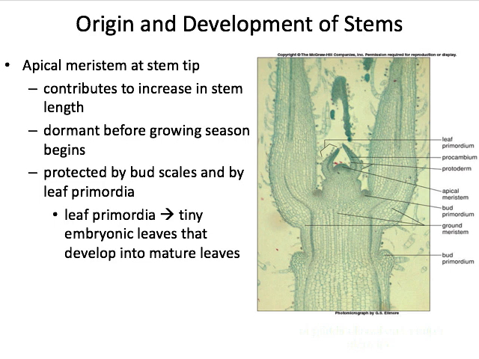These apical meristems, if they're damaged, will no longer grow at that part of the plant. So therefore, they're often protected by bud scales and even the leaf primordia. The plant would rather sacrifice its baby leaves rather than a meristem because it can always grow more leaves later on. These leaf primordia are actually tiny embryonic leaves that eventually develop into mature leaves.